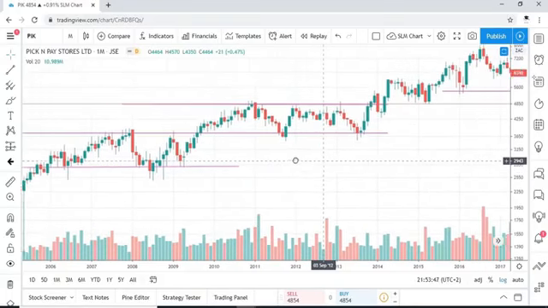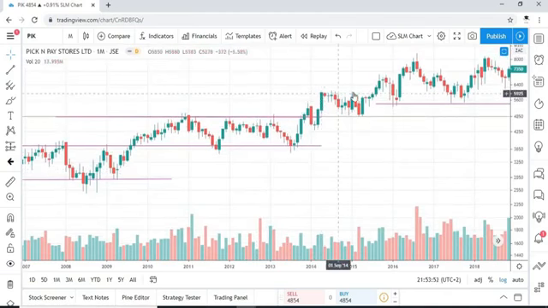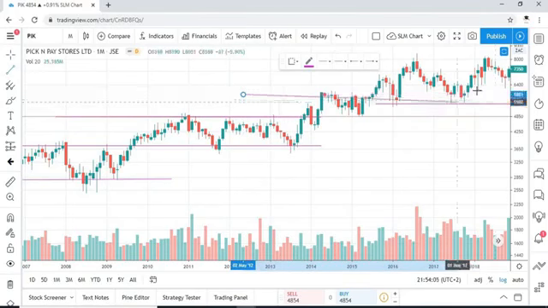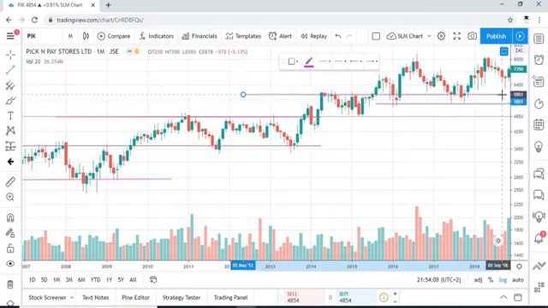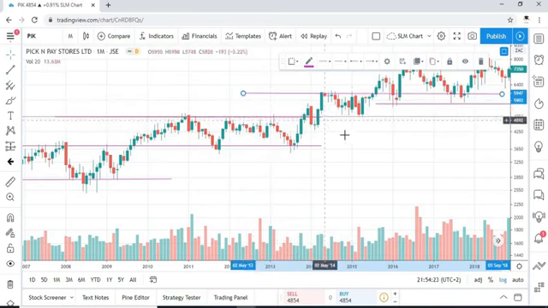Now we're going to move further into time. And we are now going to look at this next level here, where we can see that there was some resistance. So we're going to draw a line here. So we can look at this as the new support line or a resistance line that was for this zone here of support.